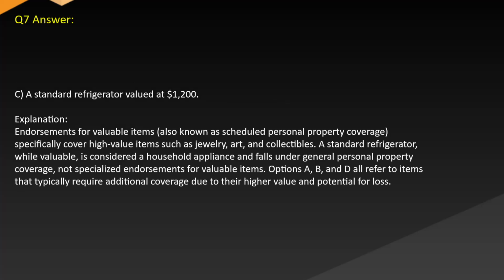Answer: C. A standard refrigerator valued at $1,200. Explanation: endorsements for valuable items, also known as scheduled personal property coverage, specifically cover high-value items such as jewelry, art, and collectibles. A standard refrigerator, while valuable, is considered a household appliance and falls under general personal property coverage, not specialized endorsements for valuable items. Options A, B, and D all refer to items that typically require additional coverage due to their higher value and potential for loss.